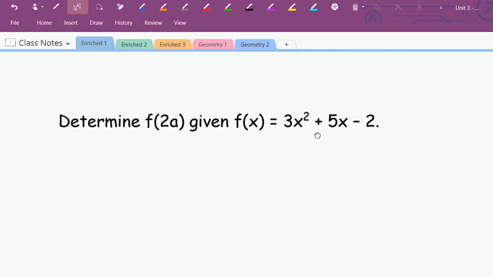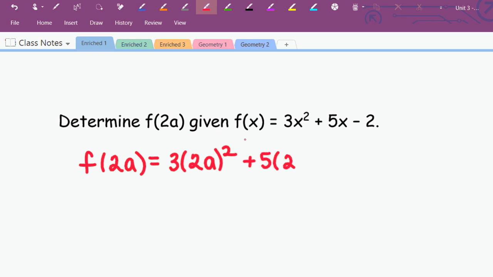Read that next prompt, and hands up, please, if you can tell me what you think we would want to do if your task is to determine what f of 2a is, given what that f of x is, and you think you could go through and get an answer to that. Jackson, what do you think you could do? So you put a 2a in for all the x values. Yeah, so f of 2a means I'm going to replace every input or x with 2a. So this will be 3 times 2a being squared plus 5 times instead of x now, I've got a 2a and then minus a 2.